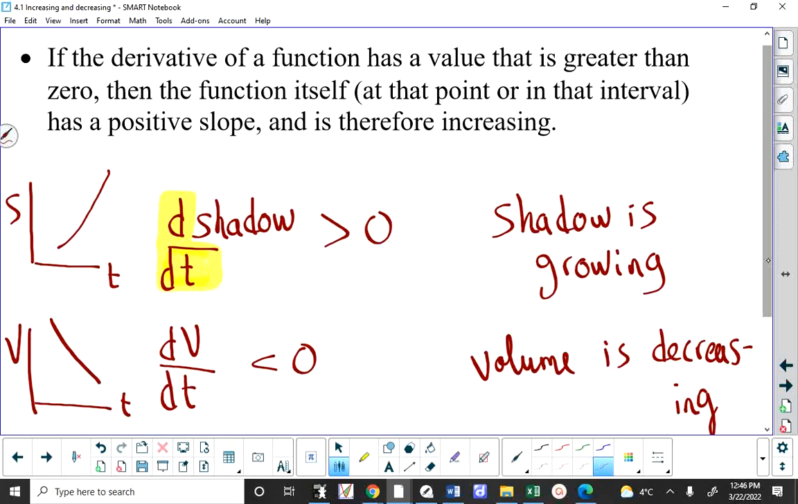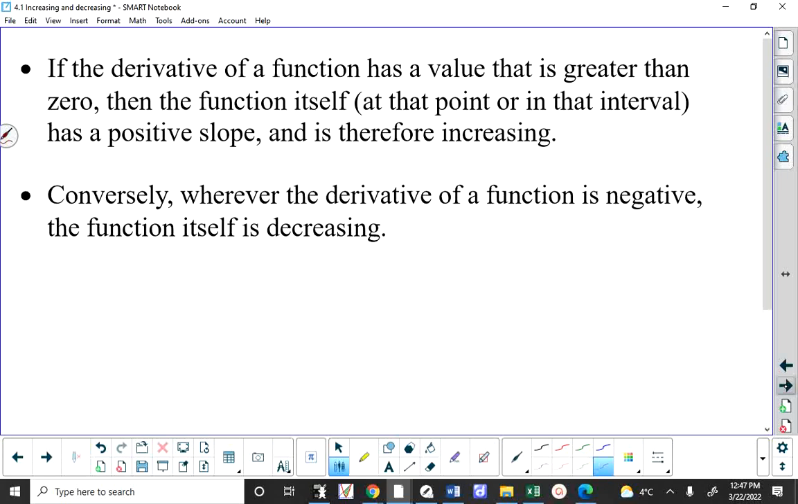By the way, everything I'm talking about at this point is something that, as a calculus teacher, my hope is obvious to you. This is what we've been spending the last 6, 7 weeks talking about, rates of change. Maybe not 7 weeks. On the other hand, wherever the derivative of the function is negative, that would mean the function itself is decreasing, and that would mean there's a negative slope. The slope is in a negative direction.